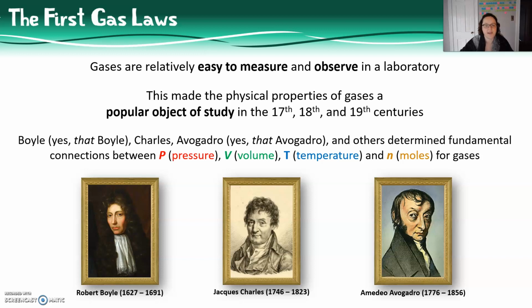This is because early chemists were fond of doing experiments with gases, mostly because they were relatively easy to measure and observe in the lab. And throughout these observations, several connections were made between the gas pressure, volume, temperature, and number of moles of gases, or really at the time, the amount of gases.